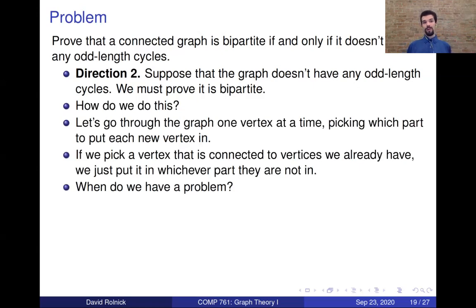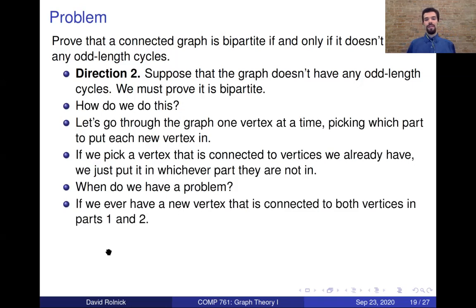When do we have a problem with this approach? Yeah, so if we picked a new vertex, and it's connected to both vertices in parts 1 and 2. So we already had vertices that were colored red and vertices that were colored blue, and we add a new vertex. We can't make it red because it's connected to a red vertex. But we also can't make it blue because it's connected to a blue vertex.